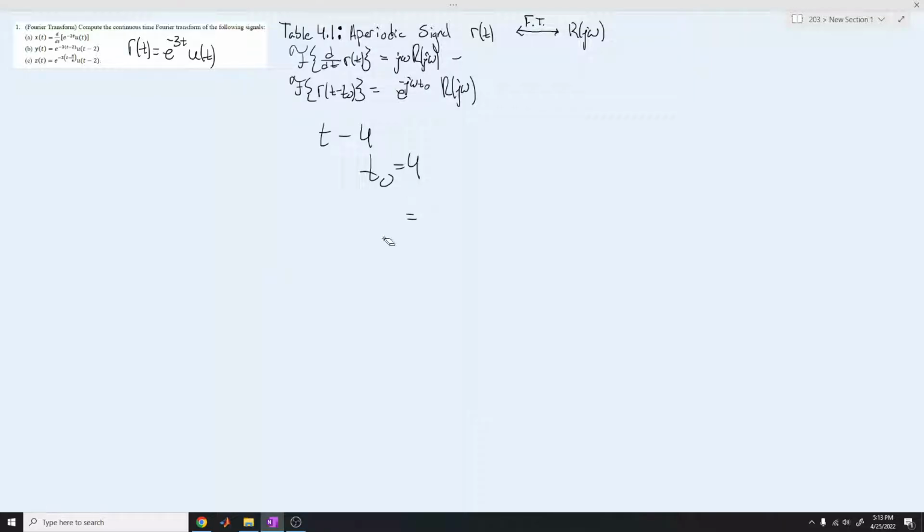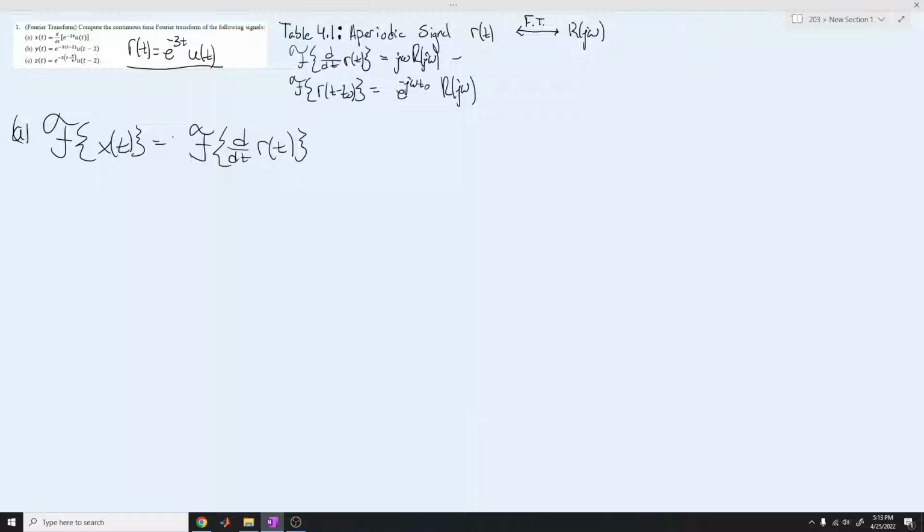But now let's get into it. For part A, we want the Fourier transform of x of t, which is equal to the Fourier transform of the time derivative of r of t, because of this relationship, what I defined right here.